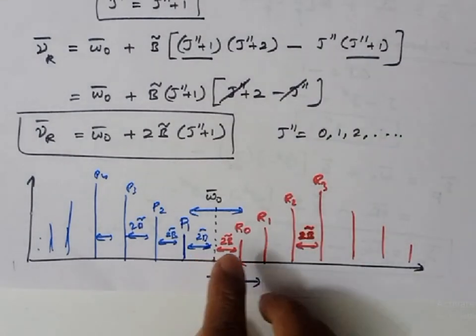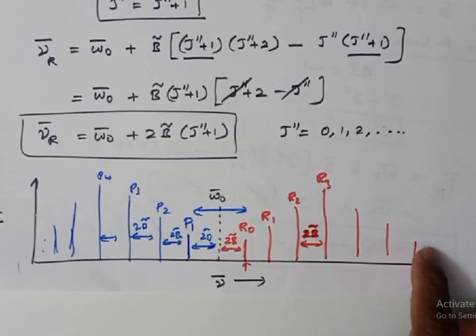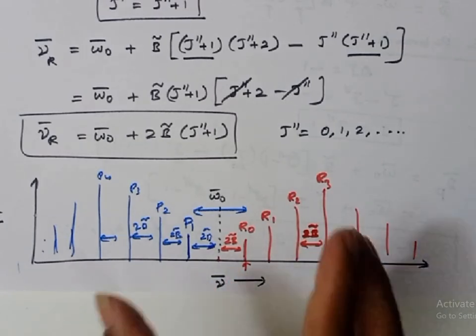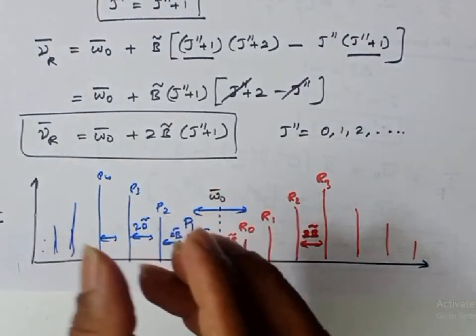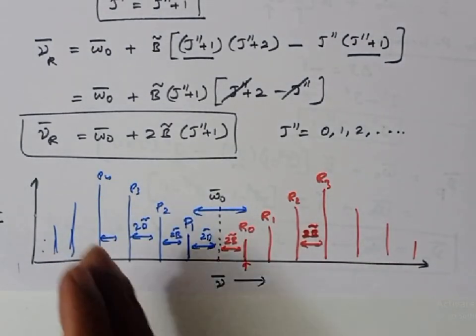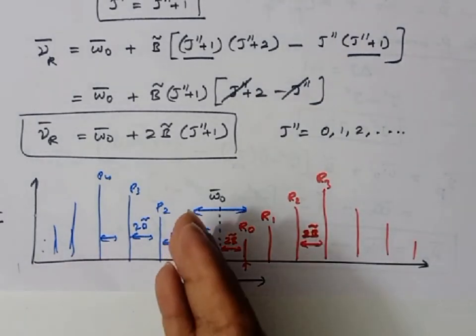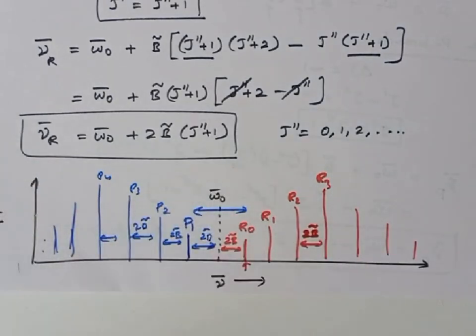So listen, student, here the gap between adjacent R lines is 2B. So if you take the vibrational spectrum or IR spectrum of a diatomic molecule, then the fundamental vibrational band, if you analyze it with a high resolution spectrometer, you will get many, many lines. And we expect that the gap between adjacent lines should always be 2B, correct? Am I right, student?